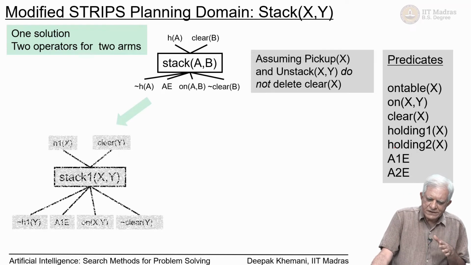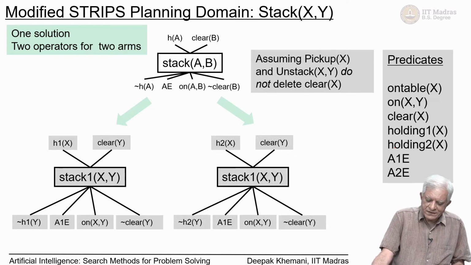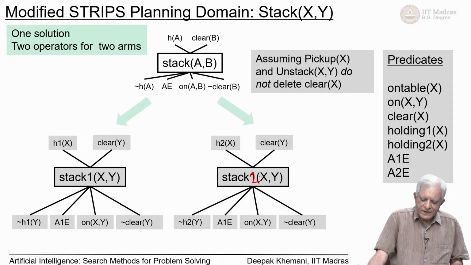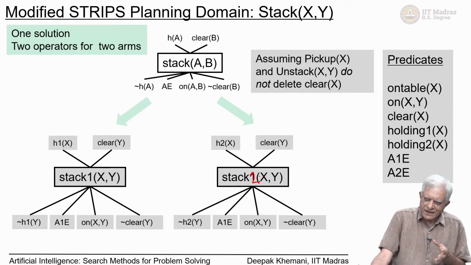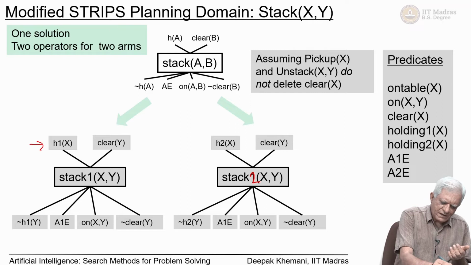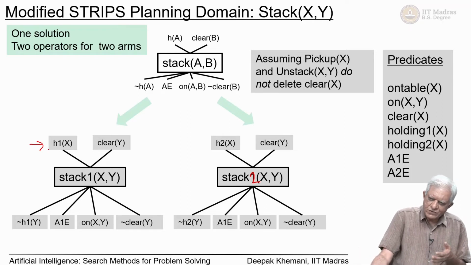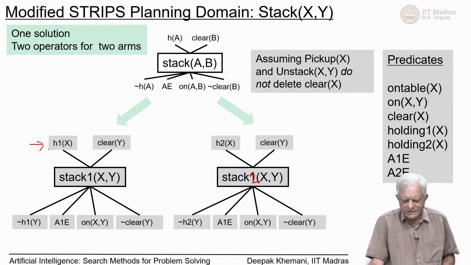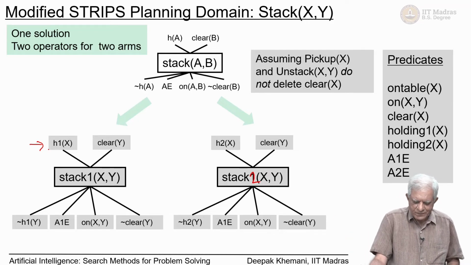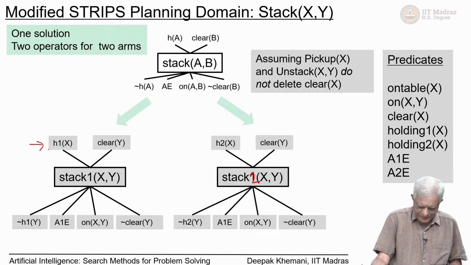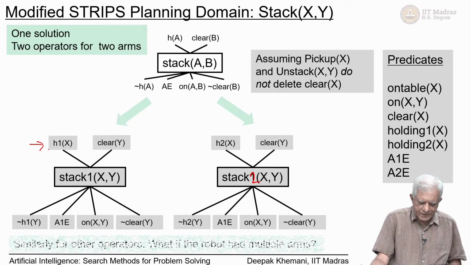So, one way of working with a 2-armed robot is simply to have new actions. So, for example, stack 1. So, this is an error here, this should be stack 2. There are 2 actions, stack 1, stack 2. Stack 1 means it is an action done by arm 1, stack 2 means it is an action done by arm 2. Likewise, H1x means that arm 1 is holding this x, H2x means arm 2 is holding this x. So, this is one way of extending the solution. Similarly, for other operators essentially.